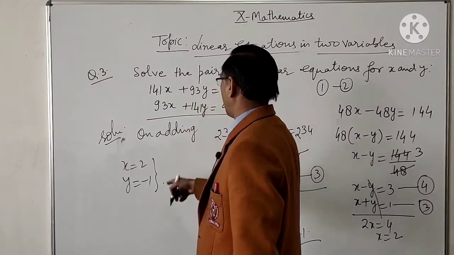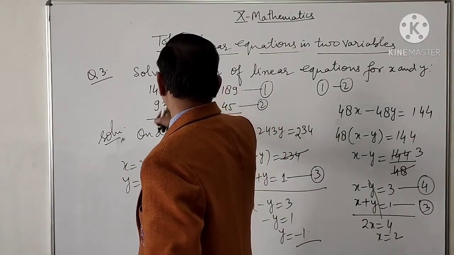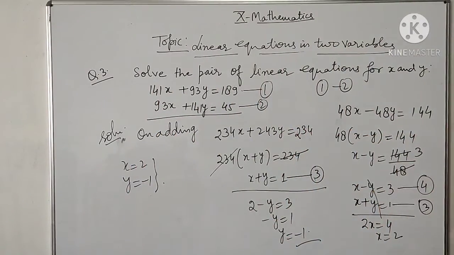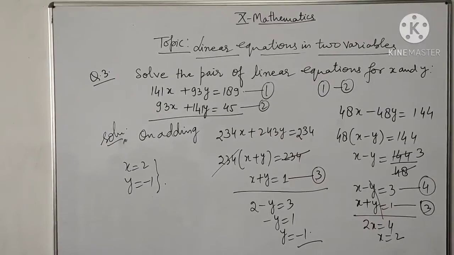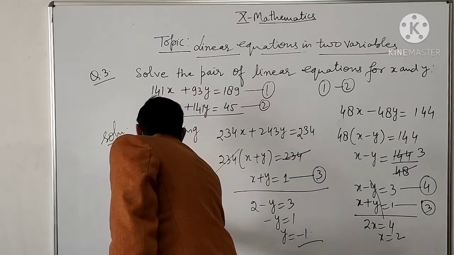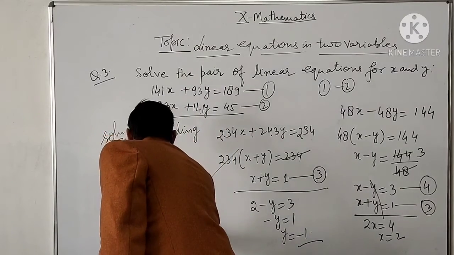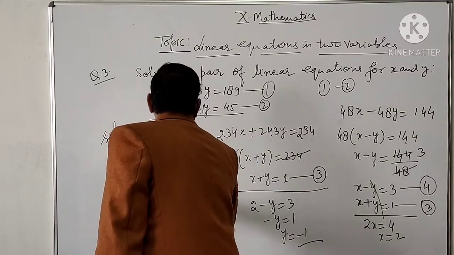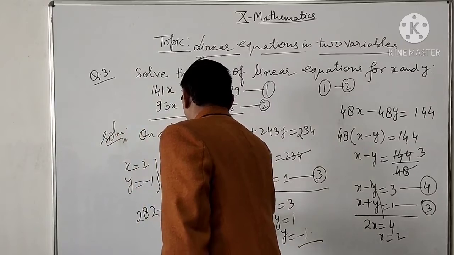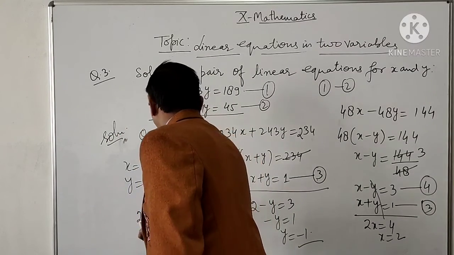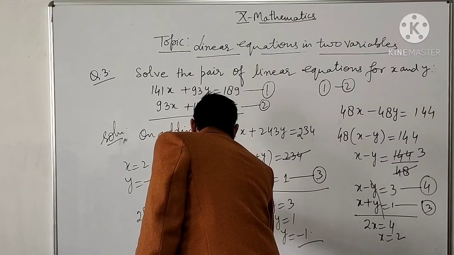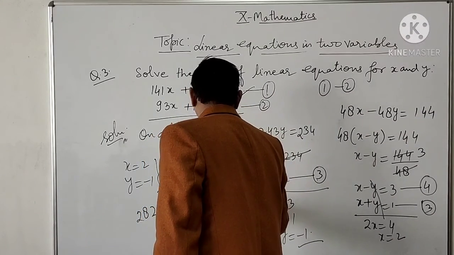To check the answer, we can put the values here and verify the result. To verify the answer, it is 282 minus 93. This is the difference, which is 189. This is equal to 189. So the result is correct.